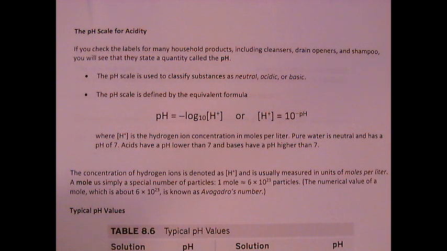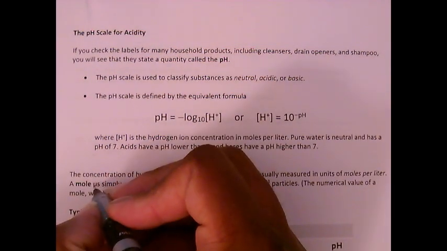Now the concentration of hydrogen ions is denoted as H plus in brackets and is usually measured in units of moles per liter. A mole is simply a special number of particles, where 1 mole is approximately 6 times 10 to the 23rd particles. The numerical value of a mole, which is about 6 times 10 to the 23rd, is known as Avogadro's number. That's something that's taught in chemistry, so I won't go into much detail about that.